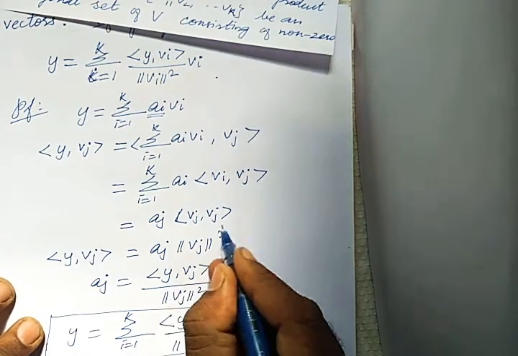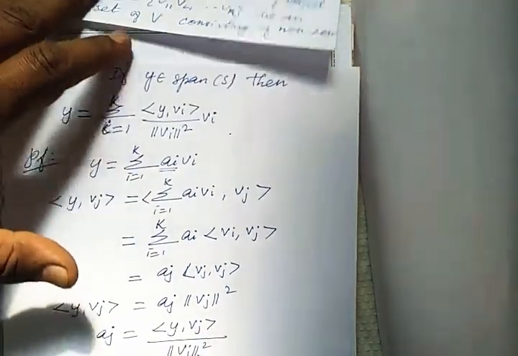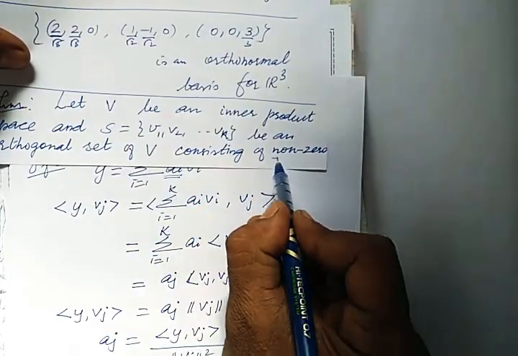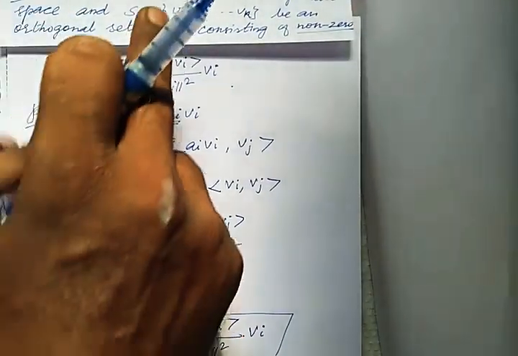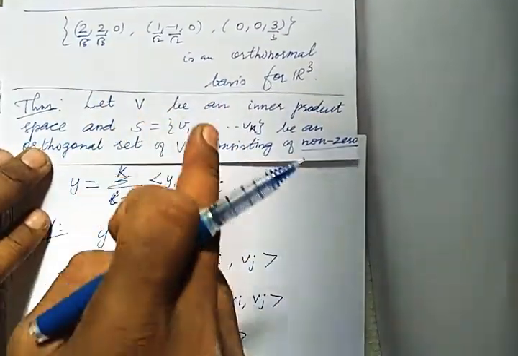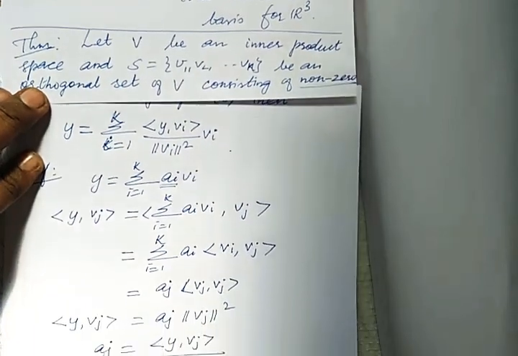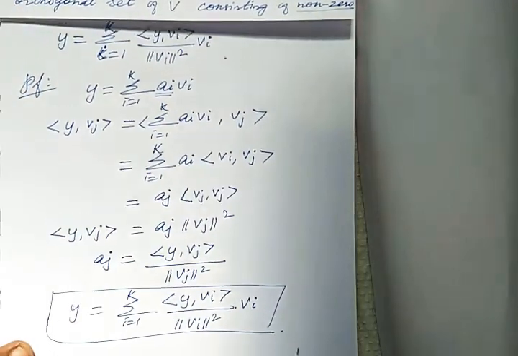Here this one is non-zero. That's why in the condition it is given as non-zero. We have applied that one. So all the hypotheses, assumptions in the theorem must be used in the proof. You have to be careful.